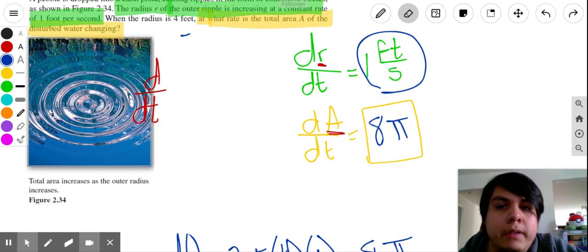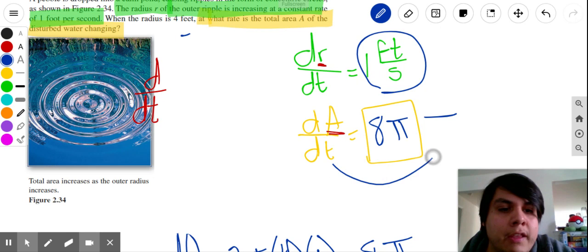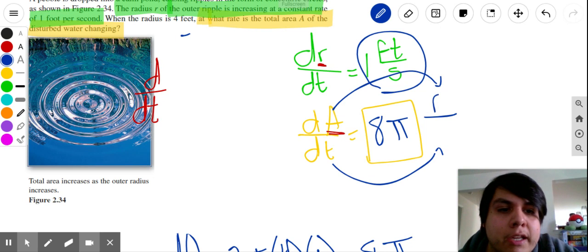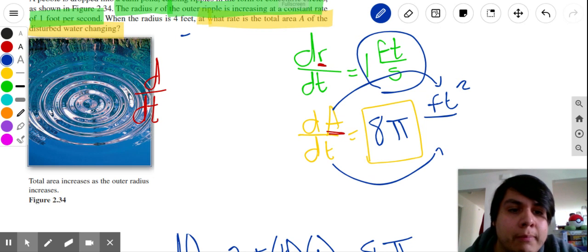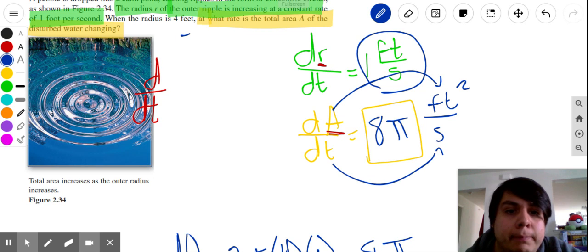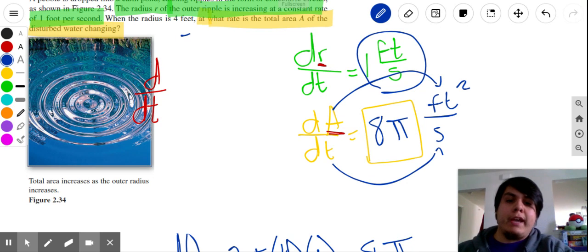So the area, we're talking about the area of a circle, so I know it has to be something squared. And it's t, so this has to be some unit of time, and this has to be some unit of area. Well, the units that we're working with are feet, so this is going to be feet squared per second in this instance. Every second that goes by, according to this model, the area of the circle is going to increase by 8 pi, right? Or we can think about the units that we had to begin with.